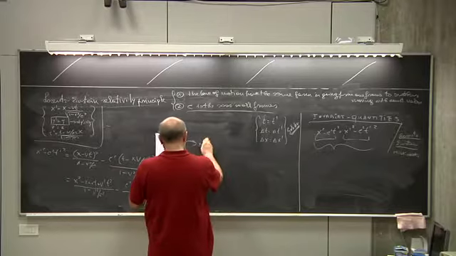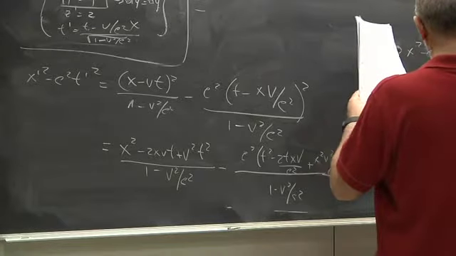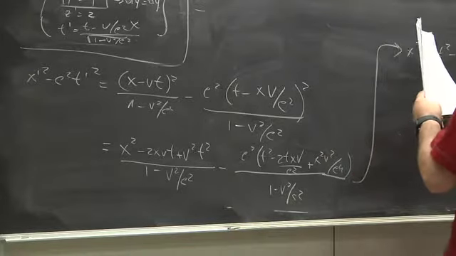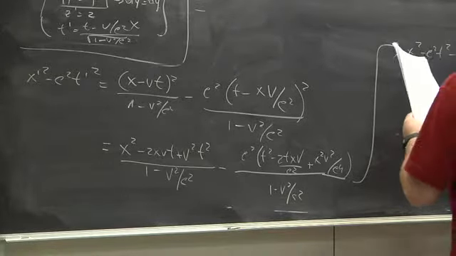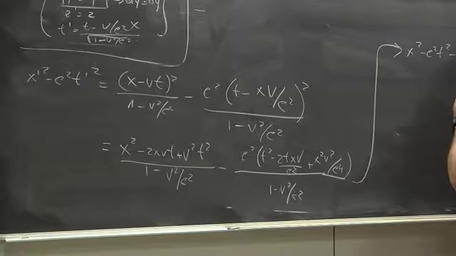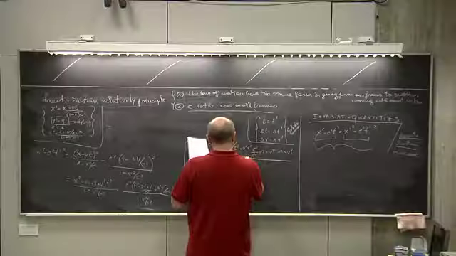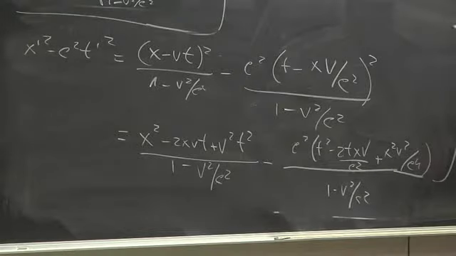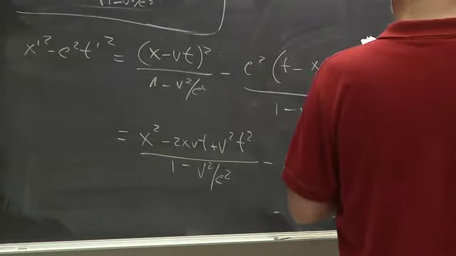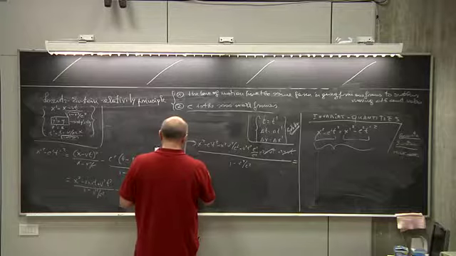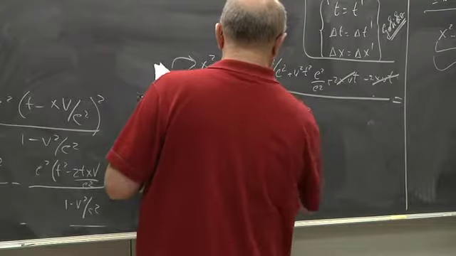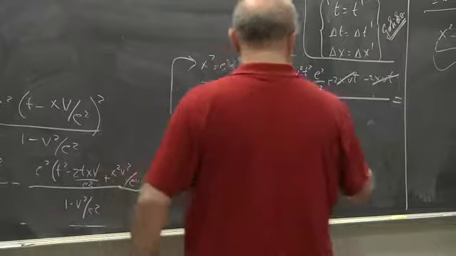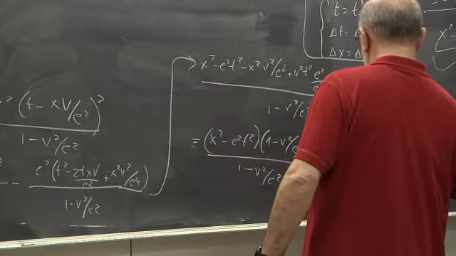We get x squared minus c squared t squared minus x squared v squared over c squared plus v squared t squared, with c squared over c squared, plus 2xvt minus 2xvt, all over 1 minus v squared over c squared. This cancels with this, and what you get is (x squared minus c squared t squared) times (1 minus v squared over c squared) over (1 minus v squared over c squared), and so you are left with x squared minus c squared t squared.